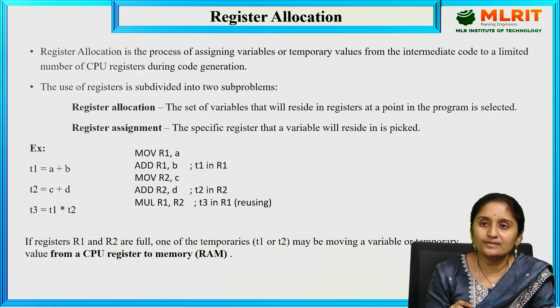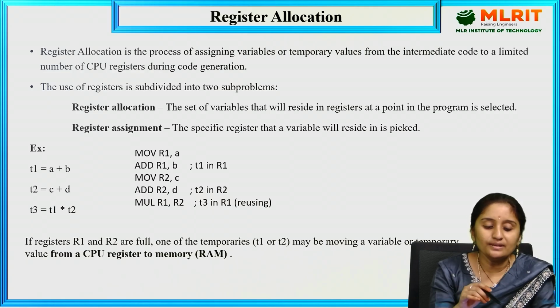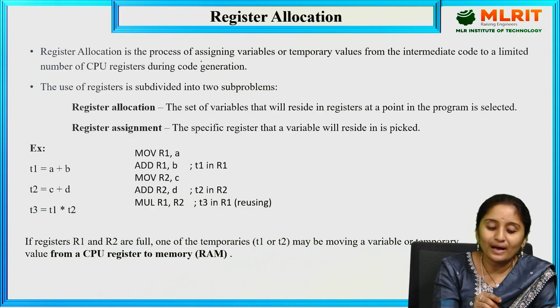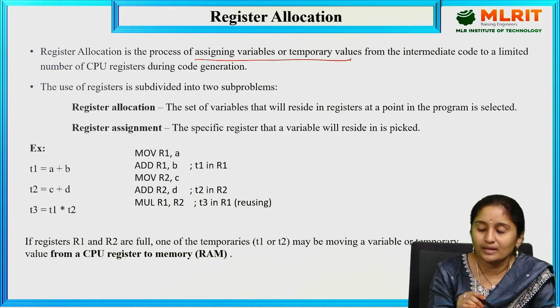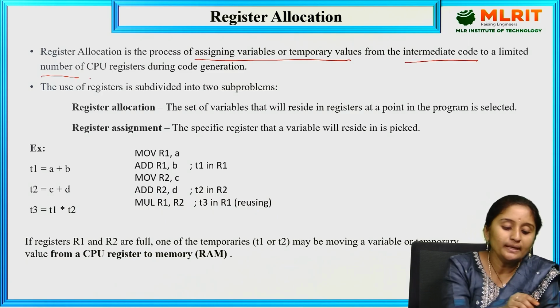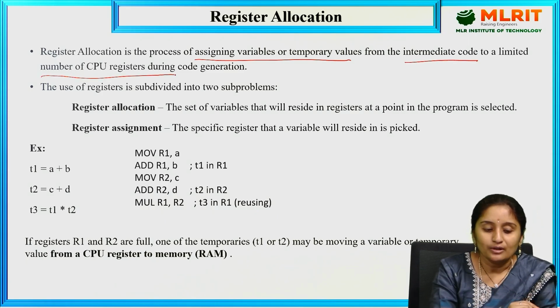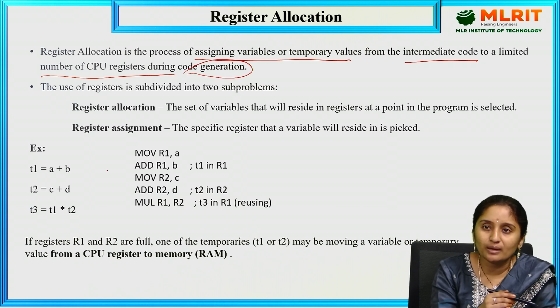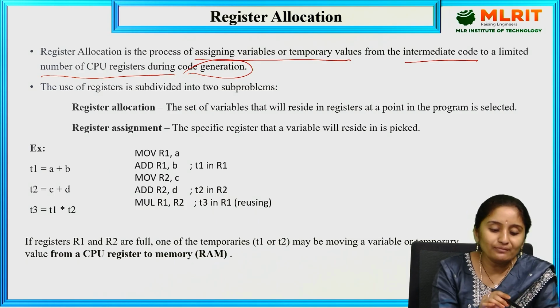The next one is register allocation. Register allocation is the process of assigning variables, or temporary values of the intermediate code, to a limited number of CPU registers during the code generation phase. Nothing but, if we have plenty of variables and only a limited number of CPU registers, we allot the registers in that way.